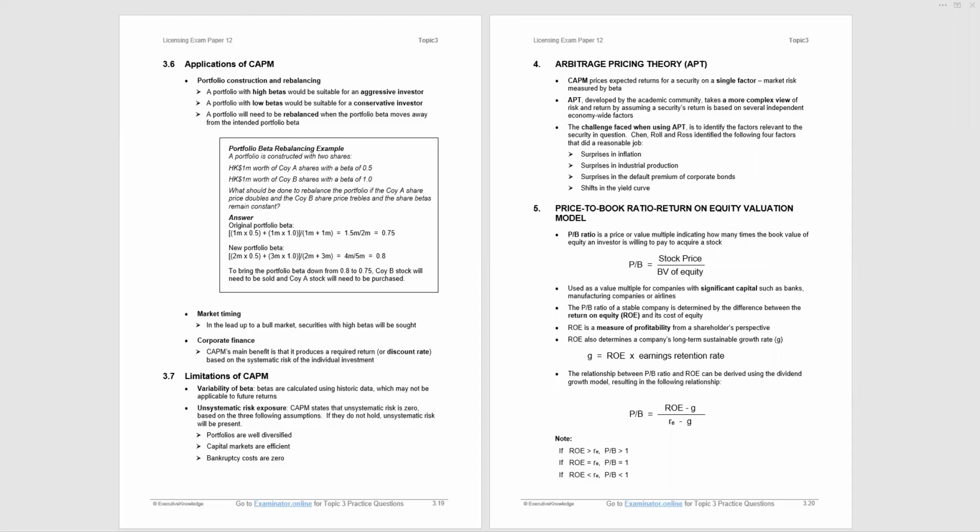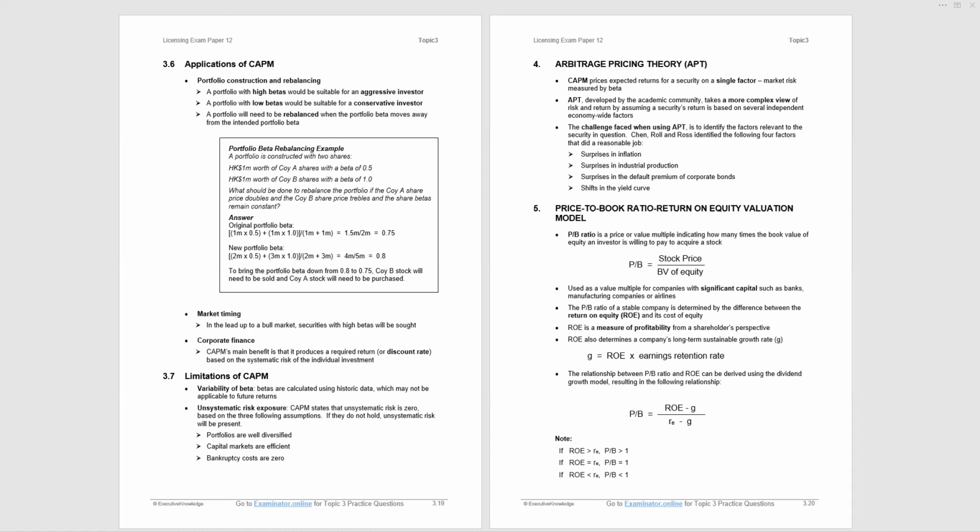Continuing with topic 3, paper 12, we'll revisit applications of the capital asset pricing model, CAPM, in paragraph 3.6. Now, how do we use it? Well, first of all, portfolio construction and rebalancing. We're going to revisit that example on rebalancing because it has come up in the exam. A portfolio with high betas would be suitable for an aggressive investor.